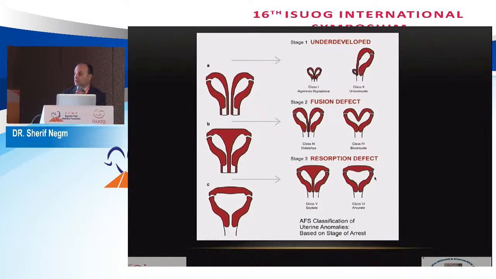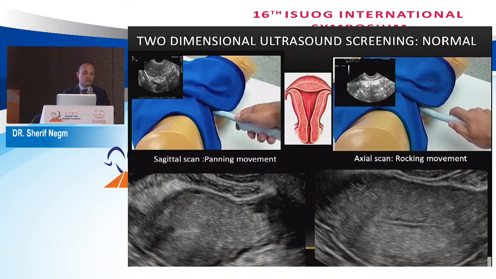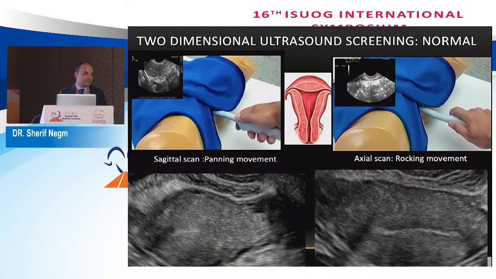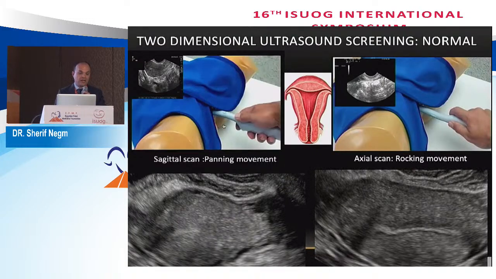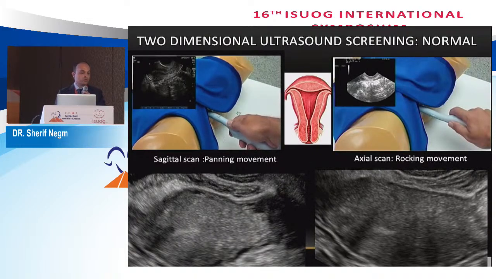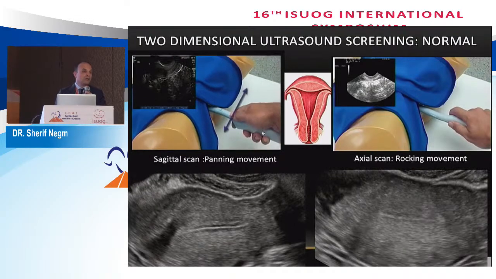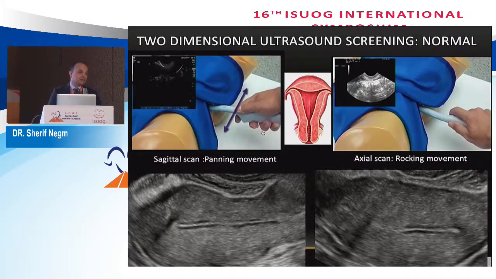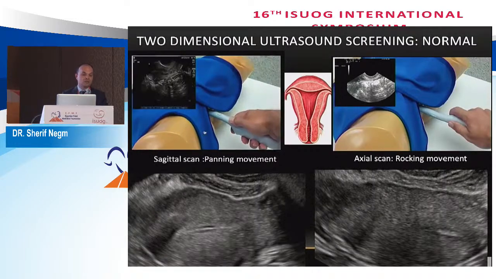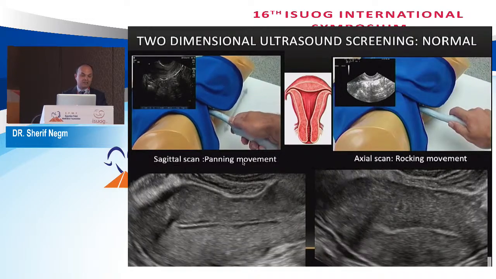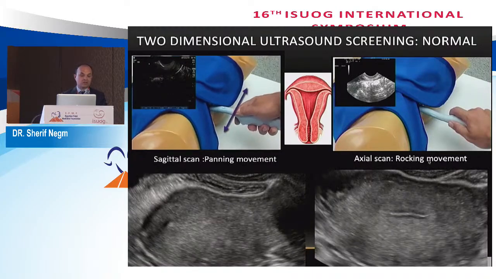So what ultrasound modalities can we use to help us diagnose these Mullerian anomalies? The first thing, which is considered to be a screening test, is the usual two-dimensional transvaginal ultrasound, and you can use your usual 2D vaginal probe to suspect that the patient has a Mullerian abnormality by scanning in the two usual planes, the sagittal and the axial plane, using the panning movement and the rocking movement.